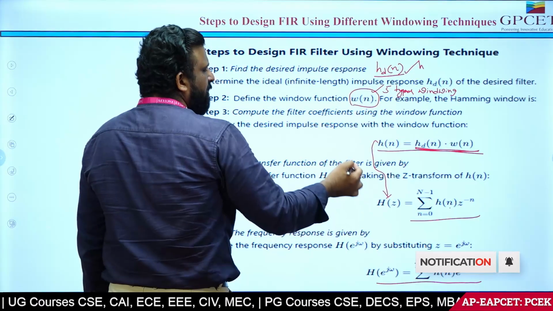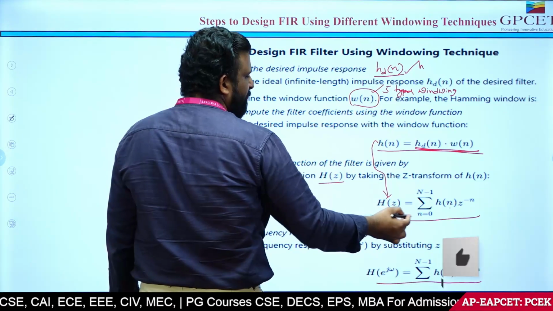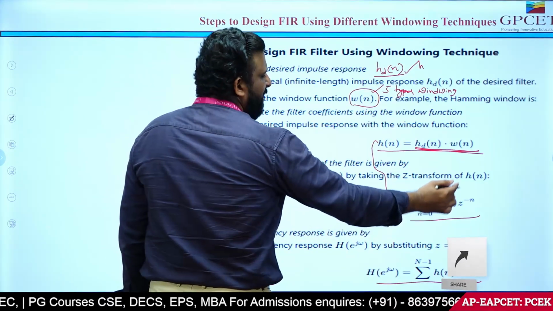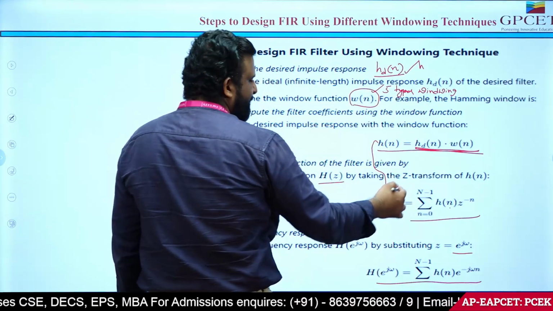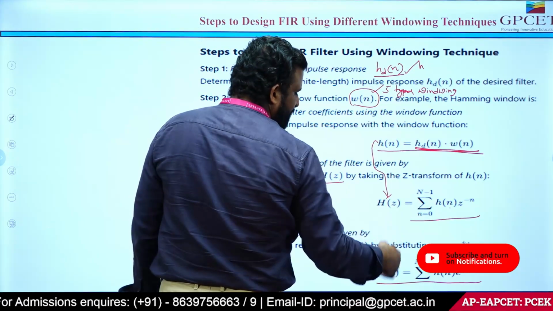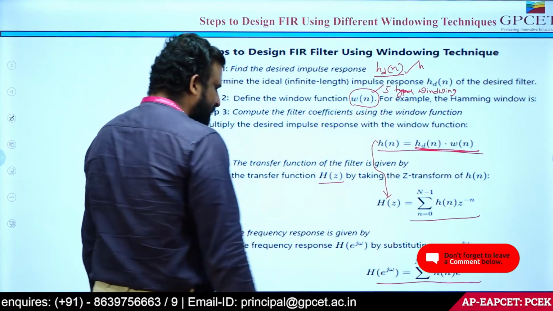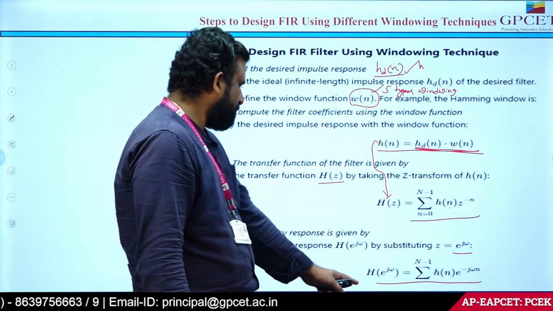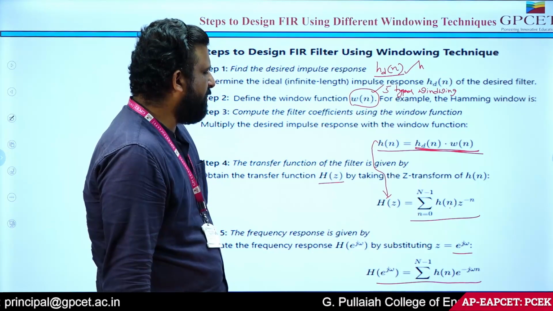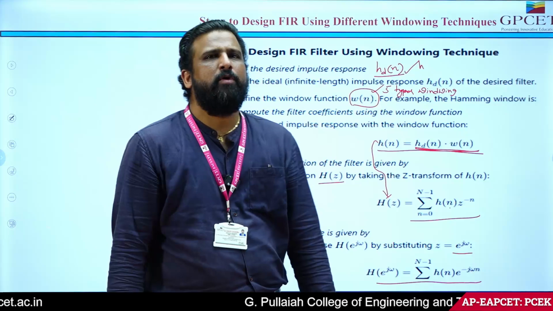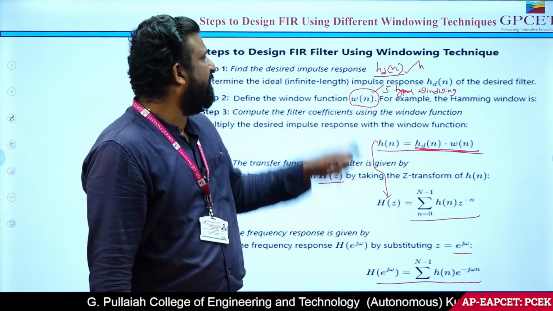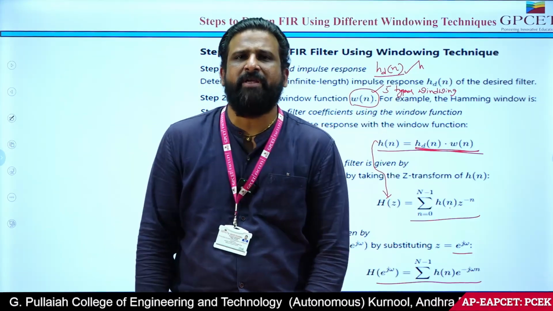After getting h of n, we convert that into the z transform, and the equation is h of z equal to summation n equal to 0 to n minus 1 h of n z power minus n. After getting this, substituting z equal to e power j omega, h of z will be converted into the finalized equation, h of e power j omega equal to summation n equal to 0 to n minus 1 h of n e power minus j omega n. So these are the important 5 steps to design this FIR filter using different windowing techniques.